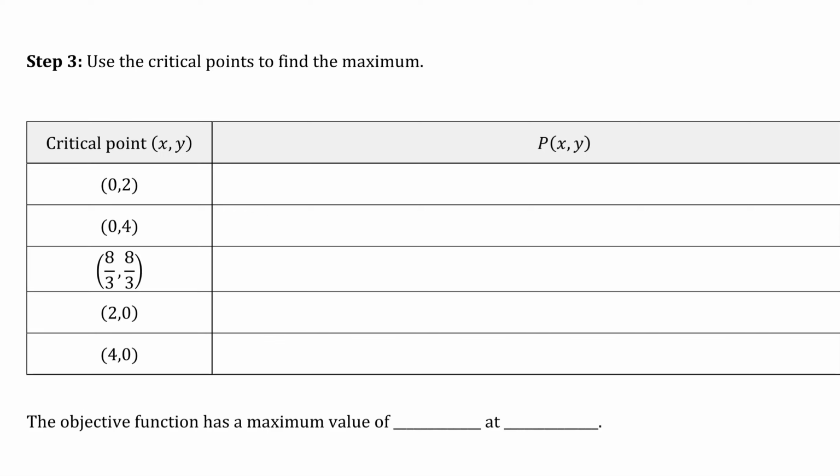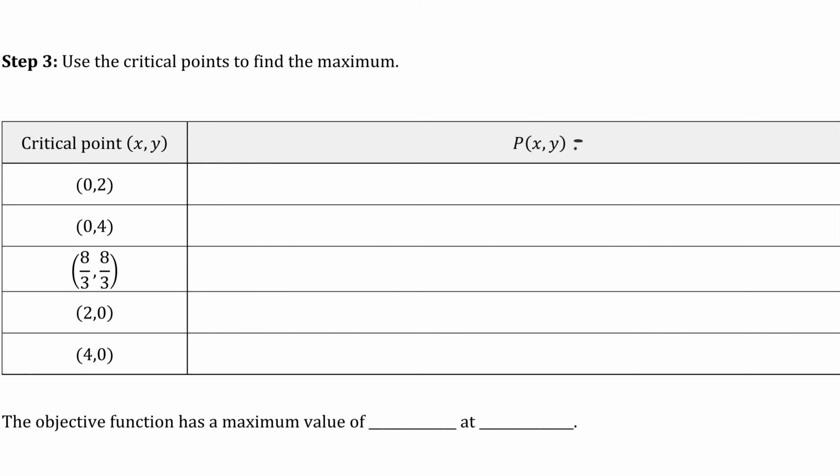Now we can use these critical points. Now remember, this was a maximization problem. So we have identified where our maximum might occur, and now we need to plug it into our objective function. Remember, that was called p of x, y. I'll write down what it is, 15x plus 6y. And now we need to take those critical points that we determined from our feasible region, and we need to plug them into our objective function and see which one gives us the largest value, the maximum.